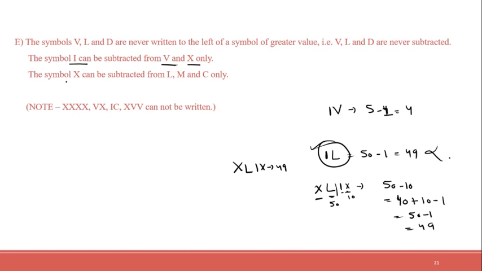Okay. Symbol X, 10, can be subtracted from L, M and C only. That means L, M and C. Why? Because L carries 50, M carries 1000 and C carries 100. So we can subtract this 10 from these values only. That means we cannot subtract 10 from 500.